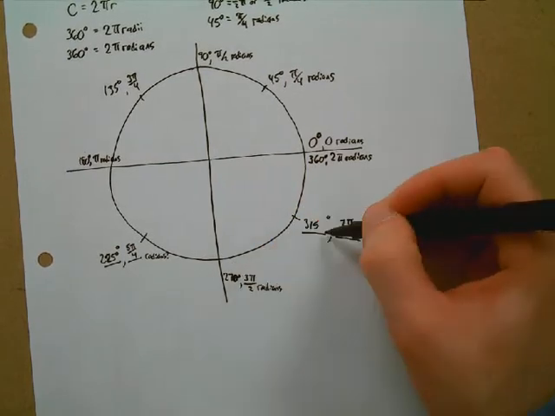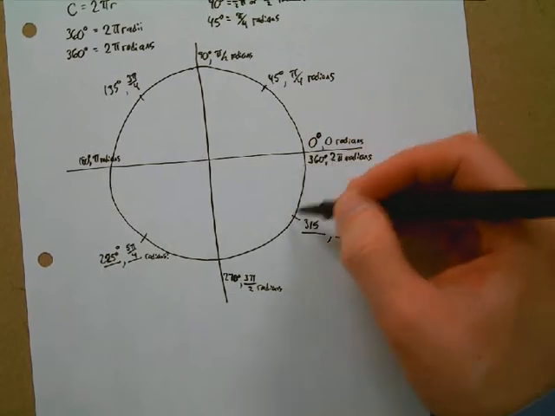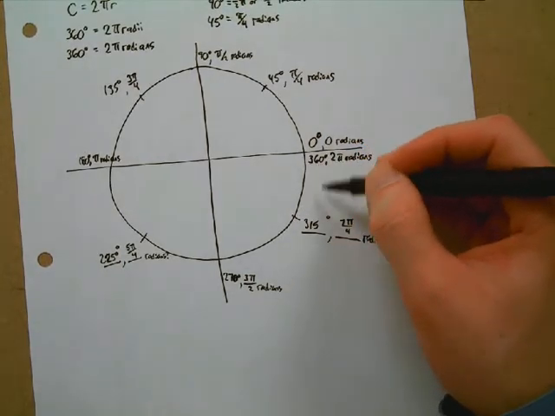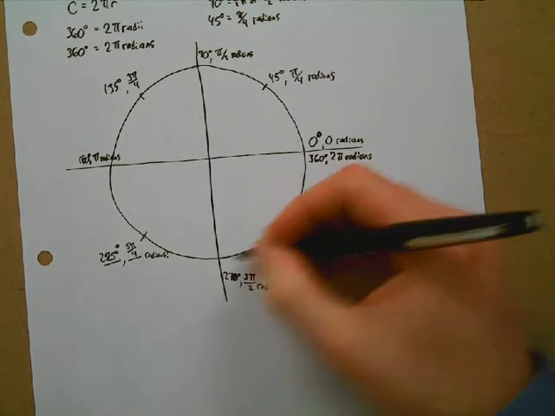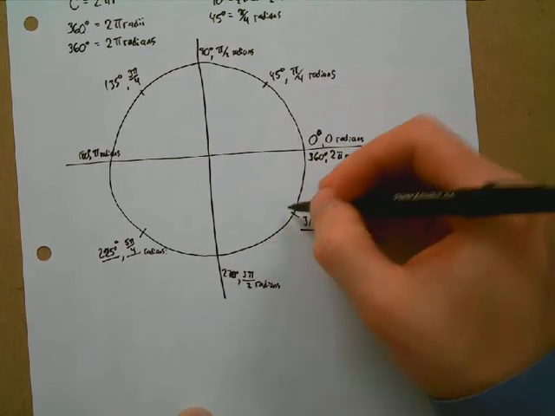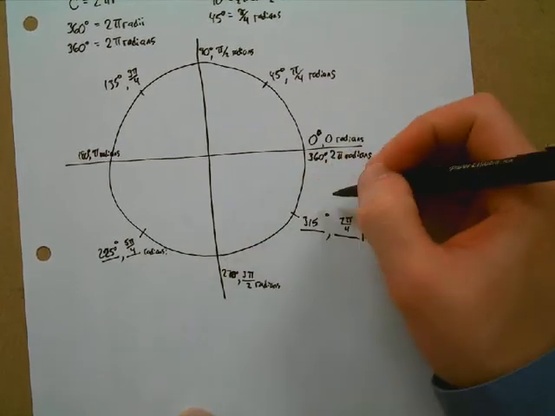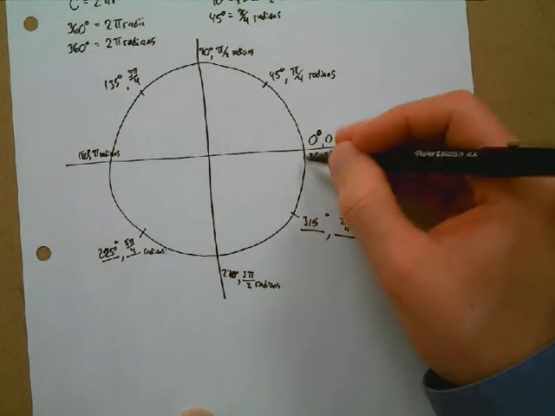Likewise with the 7 pi over 4, right? Since we're going 45 degrees from here or from here, we can add pi over 4 to 3 pi over 2. Or we can subtract pi over 4 from 2 pi to get that radian measure there. Okay, very good. Questions on any of those? All right, wonderful.